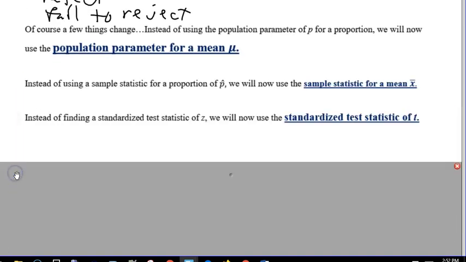New stuff. Instead of using a sample statistic for a proportion, a p-hat, we'll now use a sample statistic for a mean, x bar. Remember, at the very beginning of the semester, we talked about the letters lining up: proportion, p, statistic, sample, the population, and all that. So we're going to use the sample statistic for a mean, x bar. And instead of finding a standardized test statistic of z, we'll now use the standardized test statistic of t. It's very hard to say all in a row.